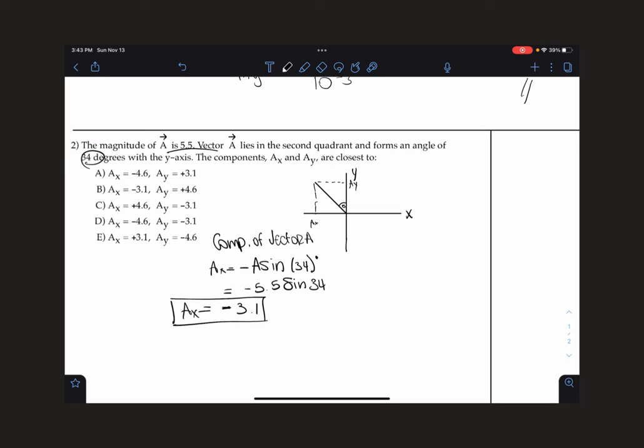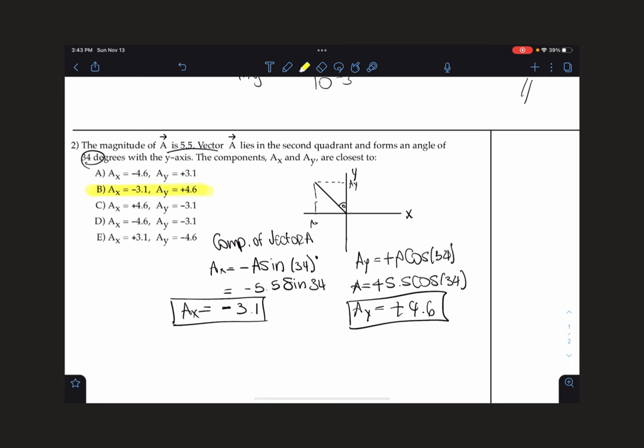And then the vertical component of vector A is given by the same thing, but it's going to be positive since it's in the positive axis. A cosine of 34. We replace values, and the answer will be 4.6. And this gives us the letter B as the result.